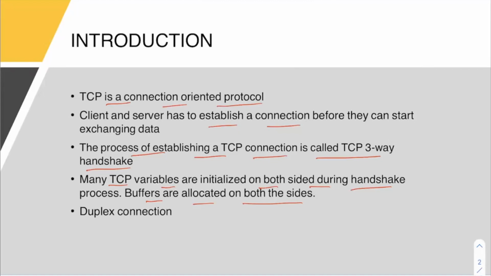Also, a TCP connection is a duplex connection. What do we mean by duplex connection here? It means that once the connection is established between the client and the server, the flow of data can happen on both sides. That means the client can send data to the server and the server can also send data to the client. That's why it's a duplex connection.